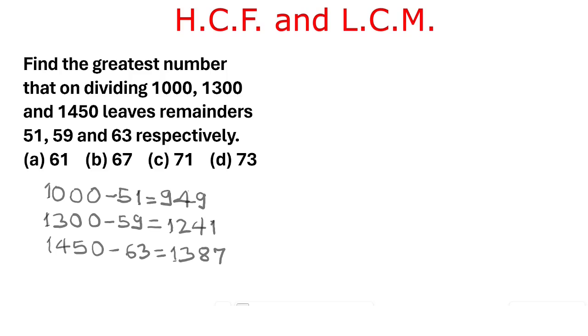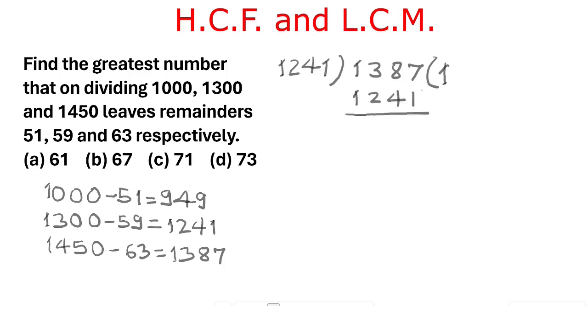We will find the H.C.F of these numbers by division method. We divide 1387 by 1241. 1241 divides 1387 for one time. On subtracting 1241 from 1387, we get 146. Now we divide 1241 by 146. 146 divides 1241 for 8 times. 8 times 146 is 1168.